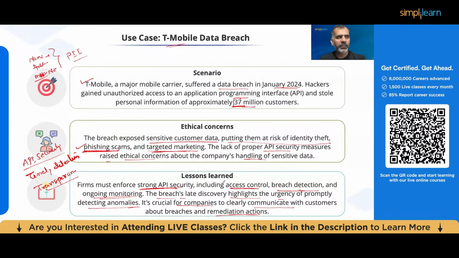Does anybody know about any other kind of incident where we can see these kinds of use cases, where we have seen a breach of data, or what the ethical concern related to that data was, and what the lessons learned from that particular incident are? Does anybody know any incident? You're all working in the industry, you must have seen that.